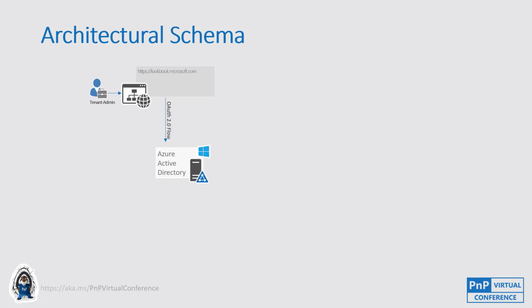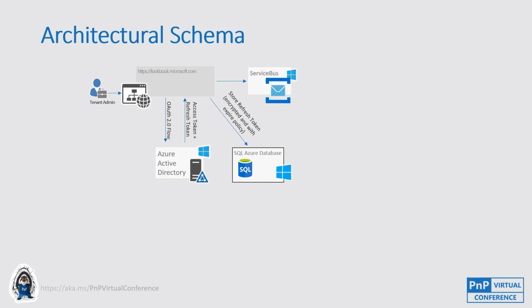We use the OAuth flow to get an access token and a refresh token from Azure Active Directory. And we store the refresh token in a secure environment, which is a SQL Azure database with an encrypted table, with an expire policy for the data. Then we enqueue into a queue in Service Bus the request to provision a site, so that we leverage the asynchronous pattern I was talking about before. And in the back end, we have a web job which will dequeue the message from the Service Bus and will process the actual request.